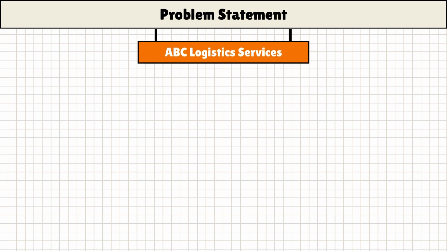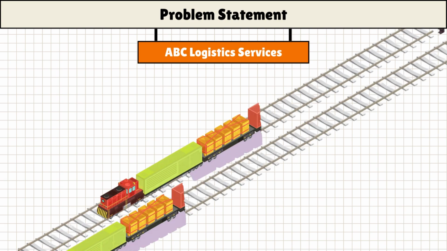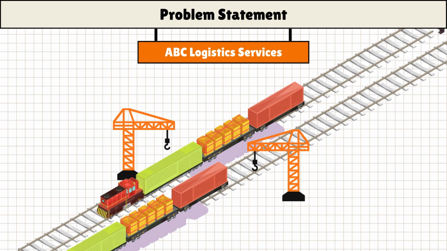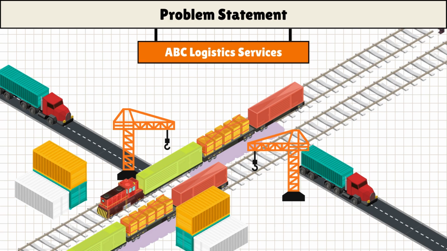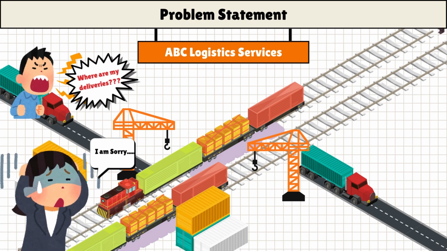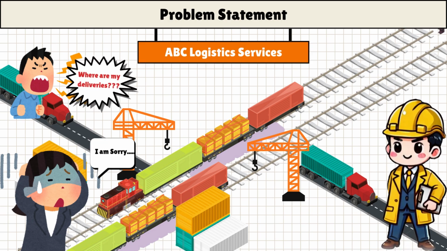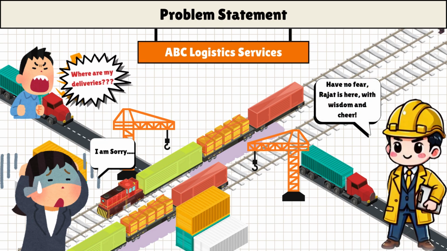The problem in this case study revolves around ABC Logistics Services, which is a third-party logistics provider which operates various facilities including railway freight terminals. These terminals play a vital role in transferring cargo from railway wagons to container carrying trucks. The operation involves inbound container trucks that are parked, weighed, and processed for loading or unloading and then are routed to their destination. However, at one terminal, truck waiting times have skyrocketed, causing delays and complaints from customers. Our quality expert Rajat has been tasked with reducing these waiting times.